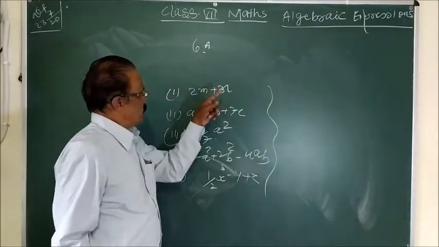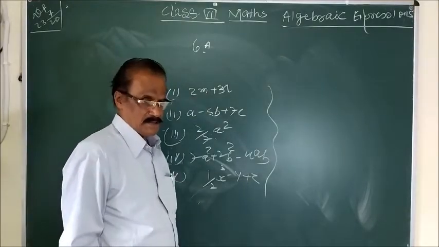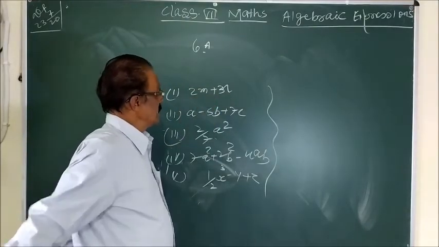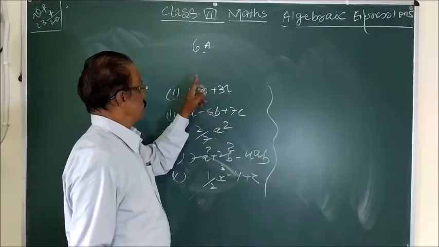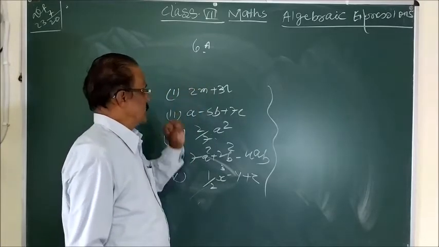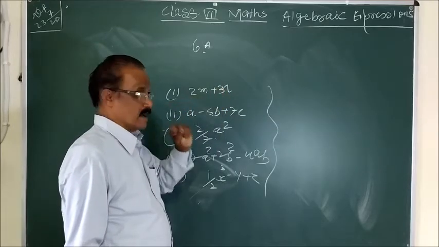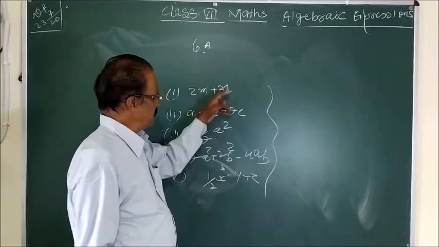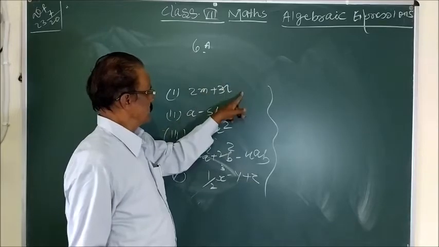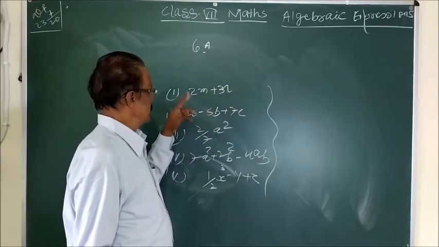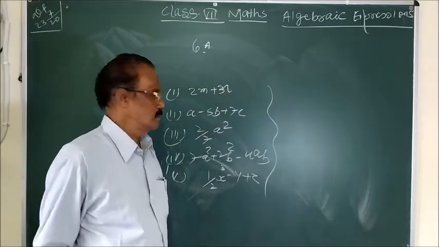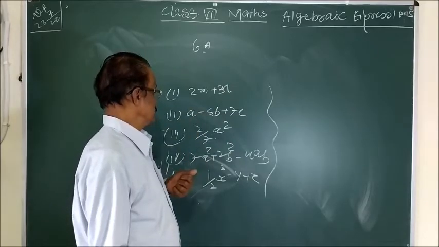So, number 1, how many terms? 2 terms. So this will be binomial, and these are the terms, 2m. 2 is the constant, m is the variable. 3n, 3 is the constant, coefficient, and n is the variable. So we have 2 terms, therefore it is binomial. How many terms? 3 terms.